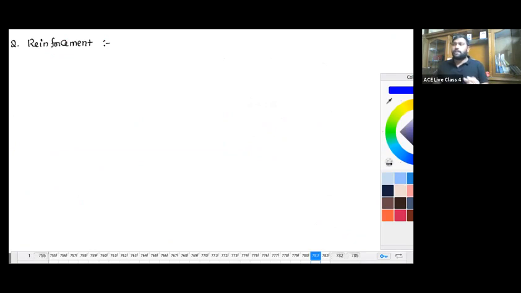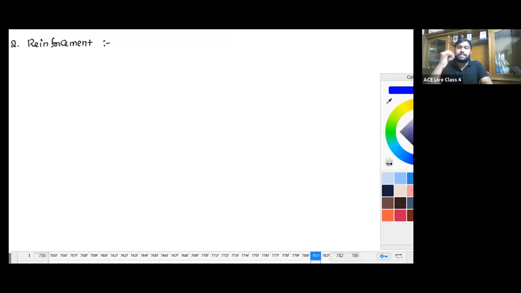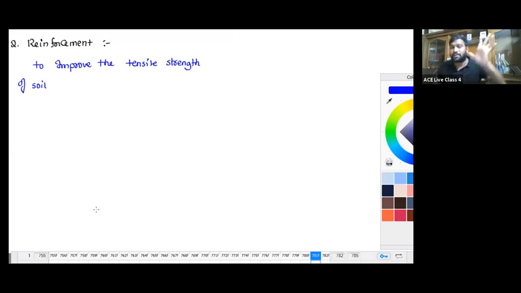Reinforcement. Okay. See, we just discussed soil nailing, right? Similar to that, geosynthetics can be used as a reinforcement to improve the tensile strength of the soil. We apply this reinforcement especially in the case of retaining walls.